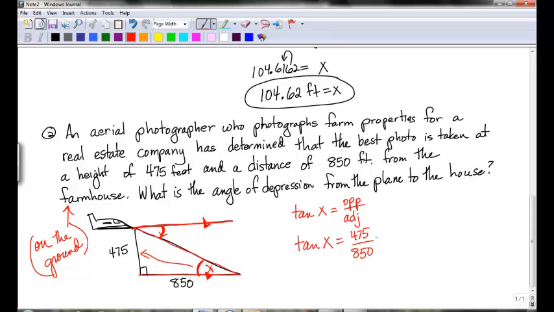Okay, so now in your calculators, take and divide 475 divided by 850. So you have tangent of X equals 0.5588. Now, don't type that in. What you want to do, you know the value. Now you want to find the angle. So it's inverse tangent. So second function tangent, inverse tangent, and you want to do second function answer. That way you don't round it until the final answer.